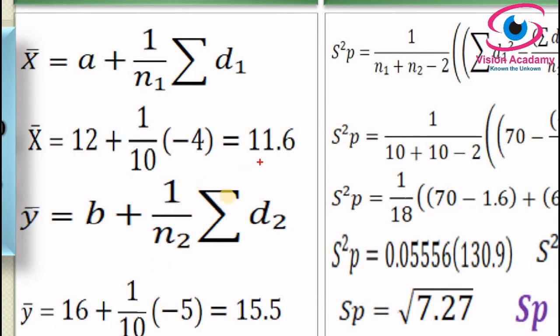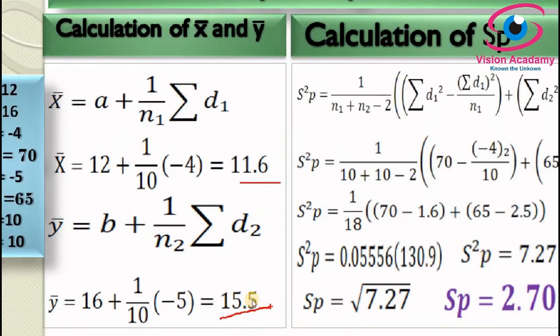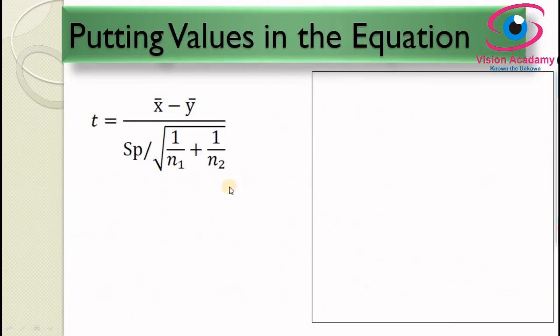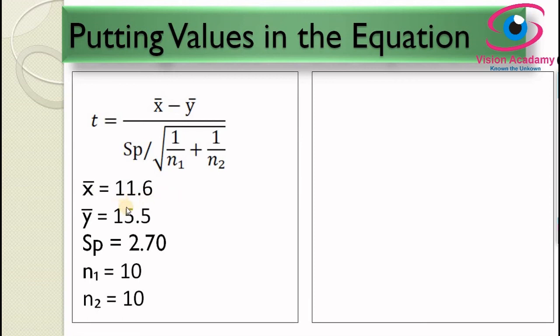Also we obtained X bar 11.6 and Y bar 15.5. With these three values we can apply the t-test for the difference of two population means. So then let us consider the formula for the t-test for the difference of two population means. Here we want X bar, we want Y bar, we also want SP that we have calculated already, and in the root 1 by n1, where n1 is the first population sample size, and n2 is the second population sample size. Here we have all the related data.